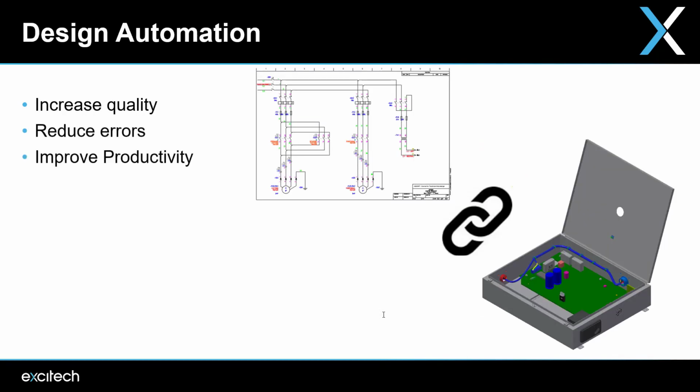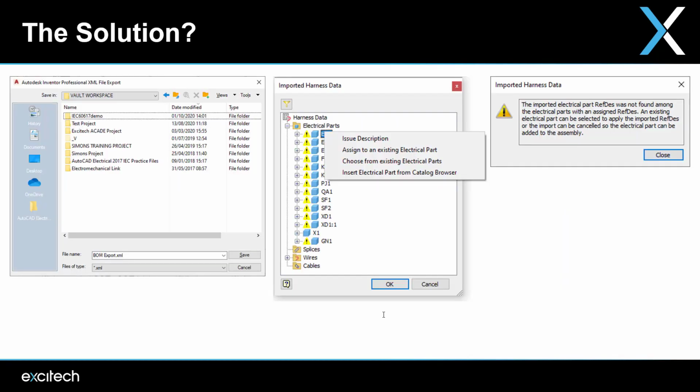Introducing design automation into our process can provide many benefits, primarily increasing quality, reducing errors, improving productivity, enabling innovation, and digital communications between departments. How can we help address these problems and help maximize your potential?